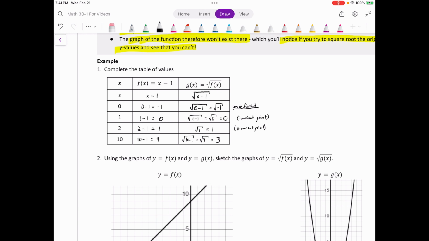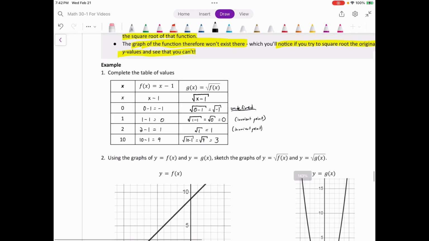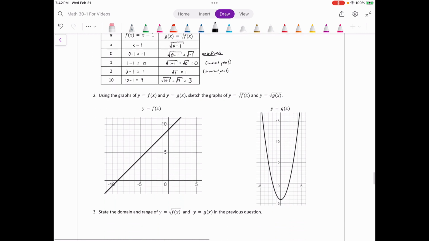So that's not an invariant point. That one definitely changed, right? The original point was at 10, 9. Now, on the square root of this function, it's at 10, 3. But that checks out because the square root of 9 is 3. Square root the outputs, the y values. Okay, let's look at some graphs.